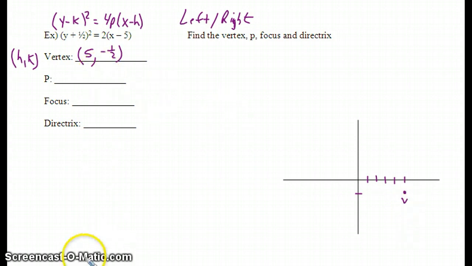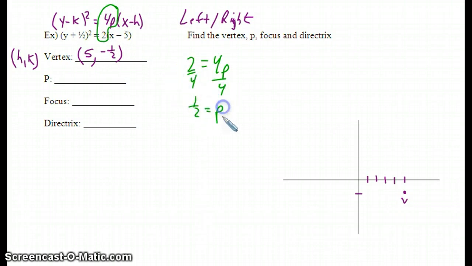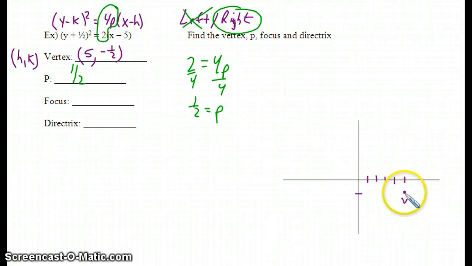To find my p value, one of the reasons I write this equation right above it is so that the 2 and the 4p line up with each other. So I can write an equation out of that, and I can solve, and I can find that 1/2 is what the p value is. So since p is a positive 1/2, positive means that it was going to go right, negative would mean it would go left. I know that this parabola is going to open to the right. So from my vertex here, I need to move over 1/2 to get to the focus point. So if I'm at 5 and move over 1/2, I'd be at 5.5 now.